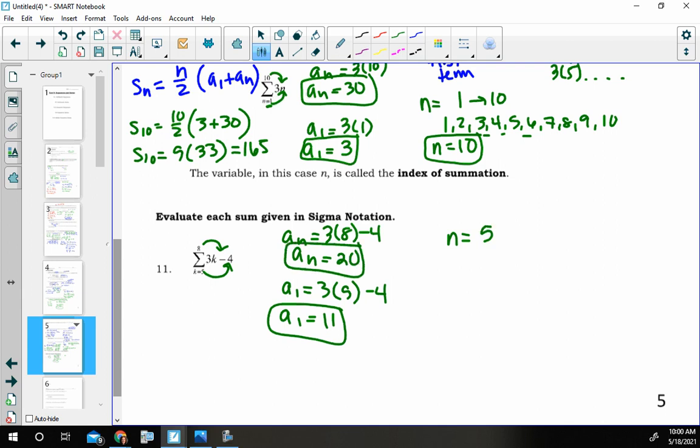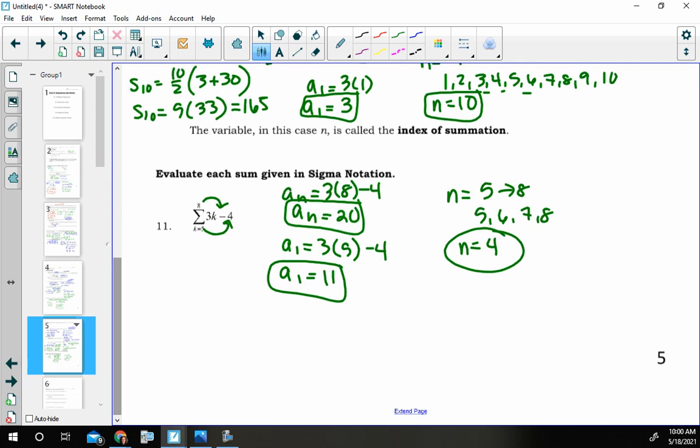I'm going from 5 to 8, so 5, 6, 7, 8. This is actually 4 terms. That's why listing it out tends to help sometimes, so you understand it's not 3 terms. Even though I'm going from 5 to 8, you actually have to include 5. So I'm doing S of 4 is equal to 4 divided by 2, first term, which is 11, plus the last term.